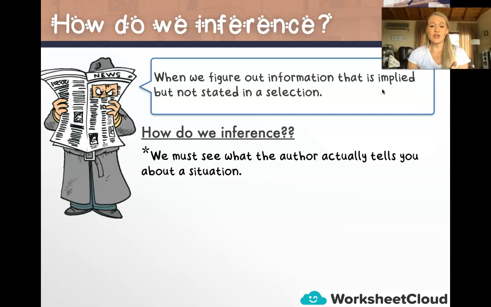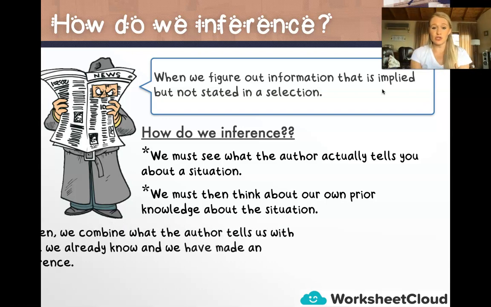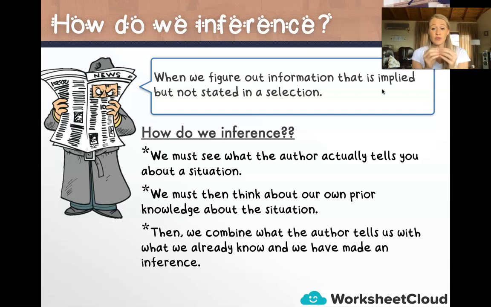Okay, so now let's go through in detail. How do we inference? We must first see what the author actually tells you about the situation. So that is step one. What does the author tell us about the situation? Step two, we must then think about our own prior knowledge about the situation. So we identify the clues, we see the clues. We then think about our knowledge based on those clues. We then combine what the author tells us with what we already know, and we have then made an inference.